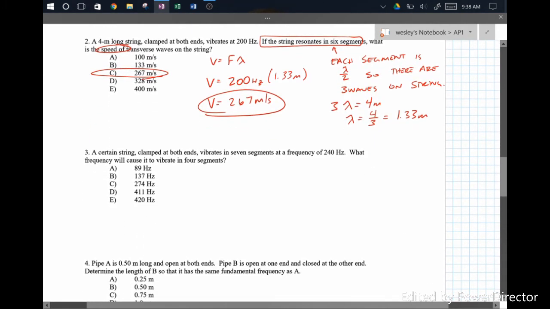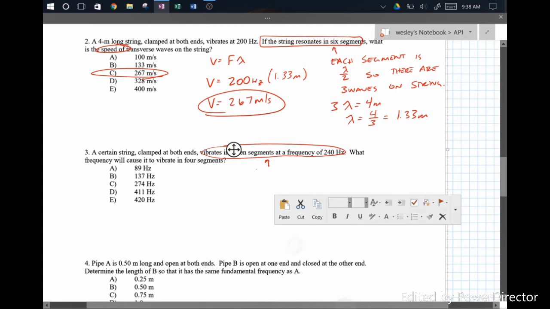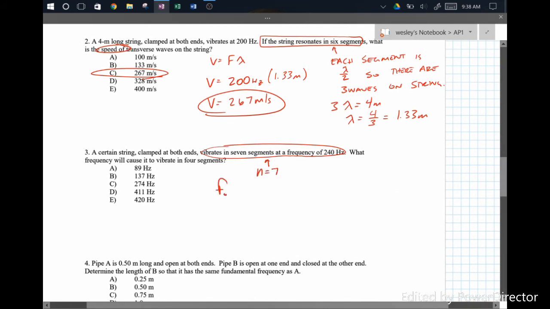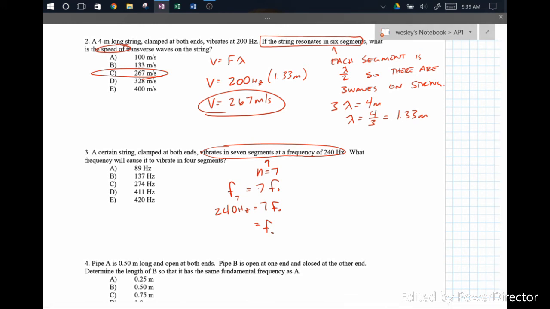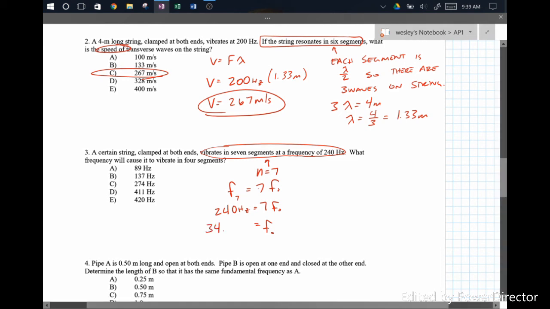Another string, again clamped at both ends, vibrates in 7 segments at a frequency of 240 hertz. What frequency will cause it to vibrate in 4 segments? So 7 segments is n equals 7. We know that the frequency at 7 is equal to n times the fundamental frequency, so 7 times the fundamental frequency. The frequency at 7 is 240 hertz. That's equal to 7 times the fundamental frequency. That makes my fundamental frequency 34.29 hertz.